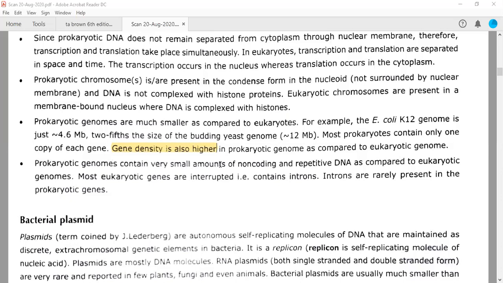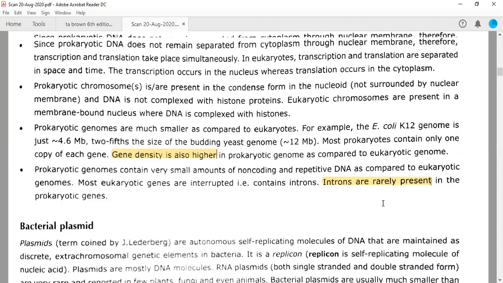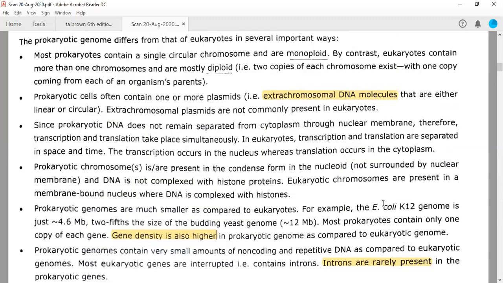Prokaryotic genome contains very small amount of non-coding and repetitive DNA as compared to eukaryotic genome. Most eukaryotic genomes are interrupted, containing introns. Introns are rarely present in prokaryotic genome. So actually bacteria generally do not have these, or they are rarely found in the case of prokaryotes. So we have discussed certain differences in terms of bacterial genome when we compare them with eukaryotic genome.